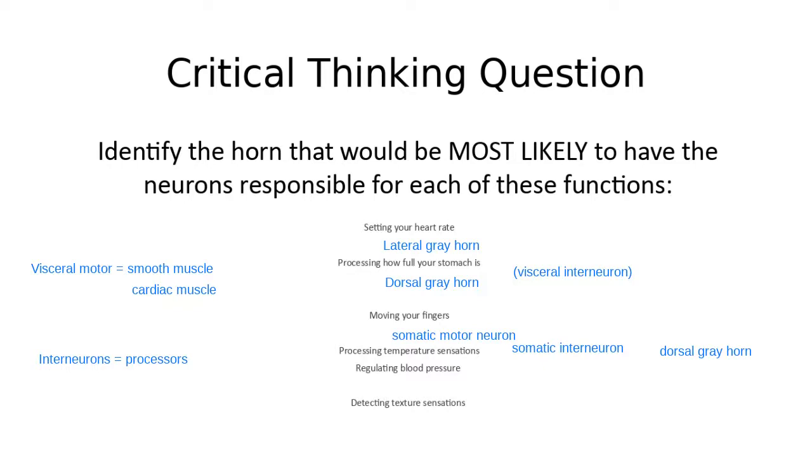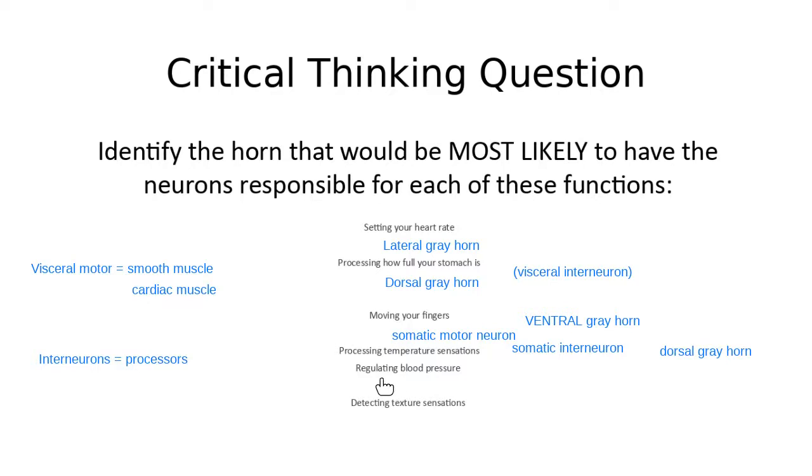Which part of the spinal cord did somatic motor neurons live inside of? Where were those skeletal muscle neurons found? Yeah, those ones were found in the ventral gray horn on the front side, the ventral gray horn.